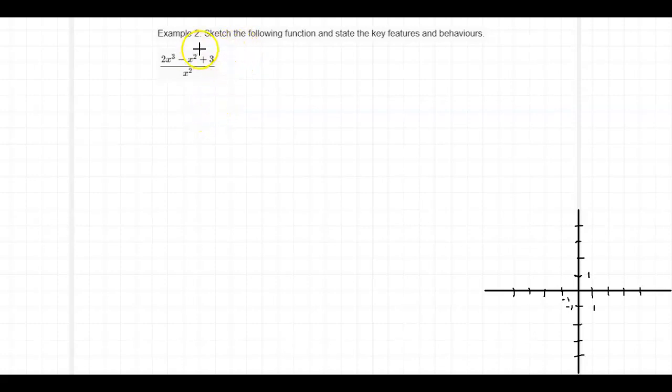In this example, we are going to sketch the following function, so this function right here, and state the key features and behaviors. So let's just remember that the key features are the vertical asymptote, the horizontal asymptote, the x-intercepts, and the y-intercepts. And the behaviors are going to be around what's happening at the end. So the end behaviors when x goes to positive or negative infinity, and what happens around the vertical asymptote.